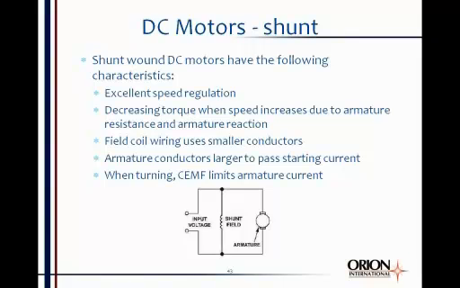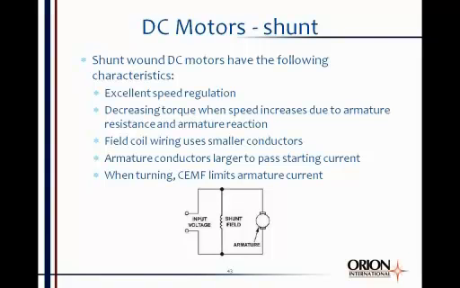Shunt wound motors have a characteristic of having decreased torque when you speed them up. And the reason for that is the armature resistance and the armature reaction which occurs. The field coil usually has smaller conductors than the armature. The armature conductors are larger. They have to pass starting and run currents.